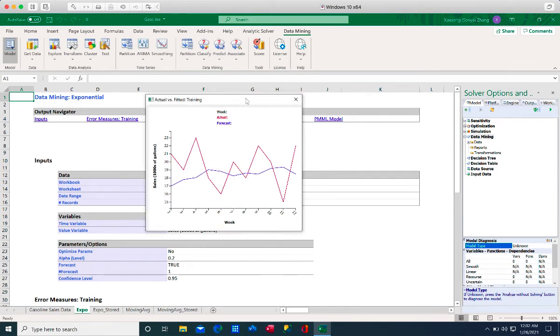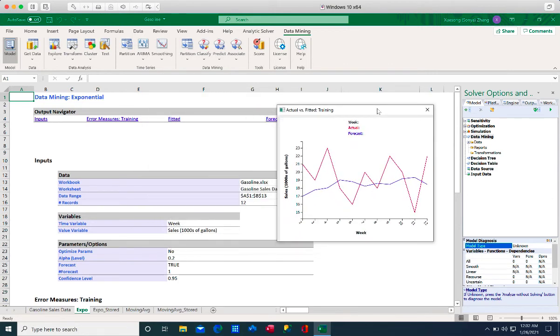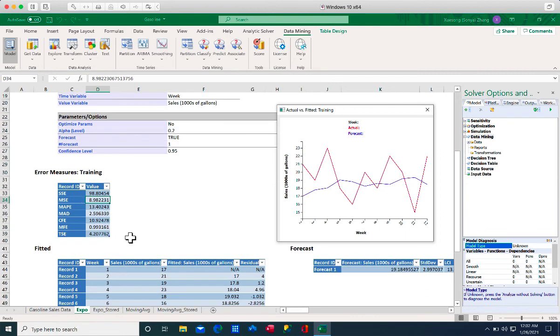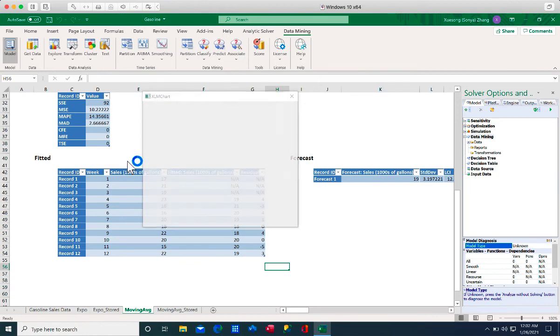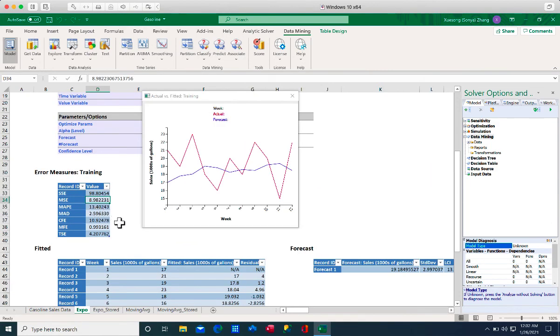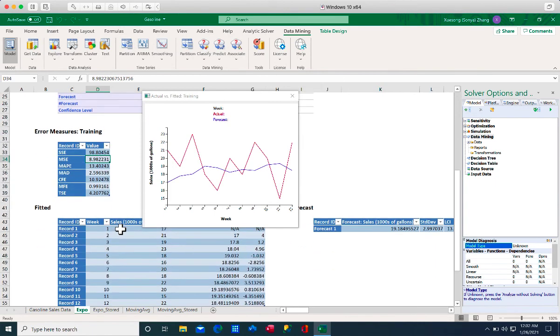So now, similarly, we have an actual versus fitted line, and we can see that our blue forecast line is now smoother than the moving average output. Let's take a look at our model performance. Our MSE has reduced, which is good news. It's 8.98 versus 10.22. Our mean absolute error has also decreased.